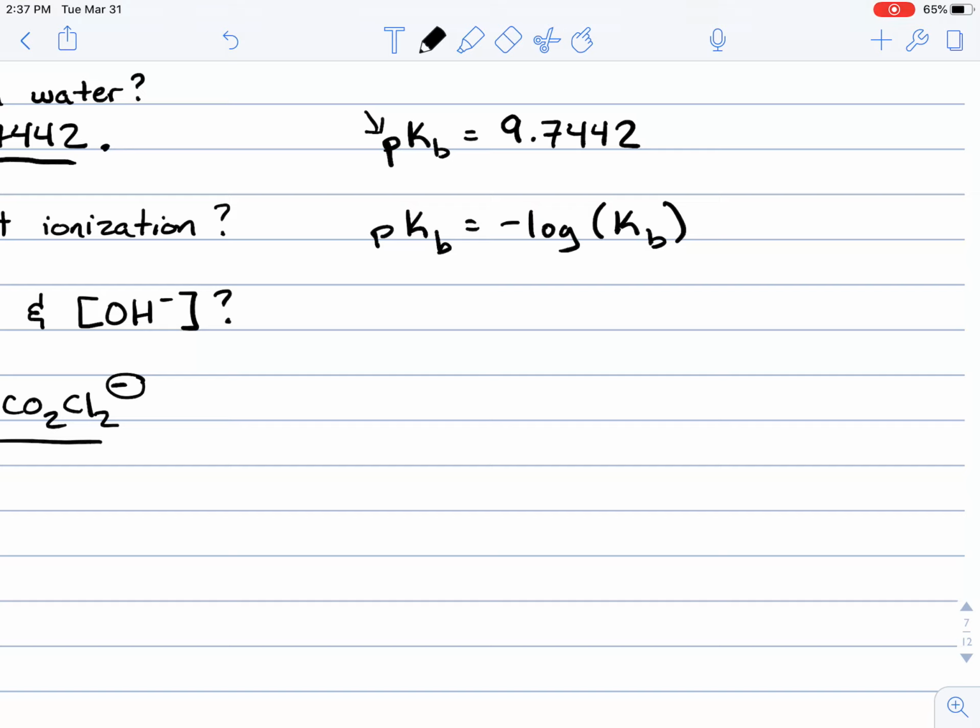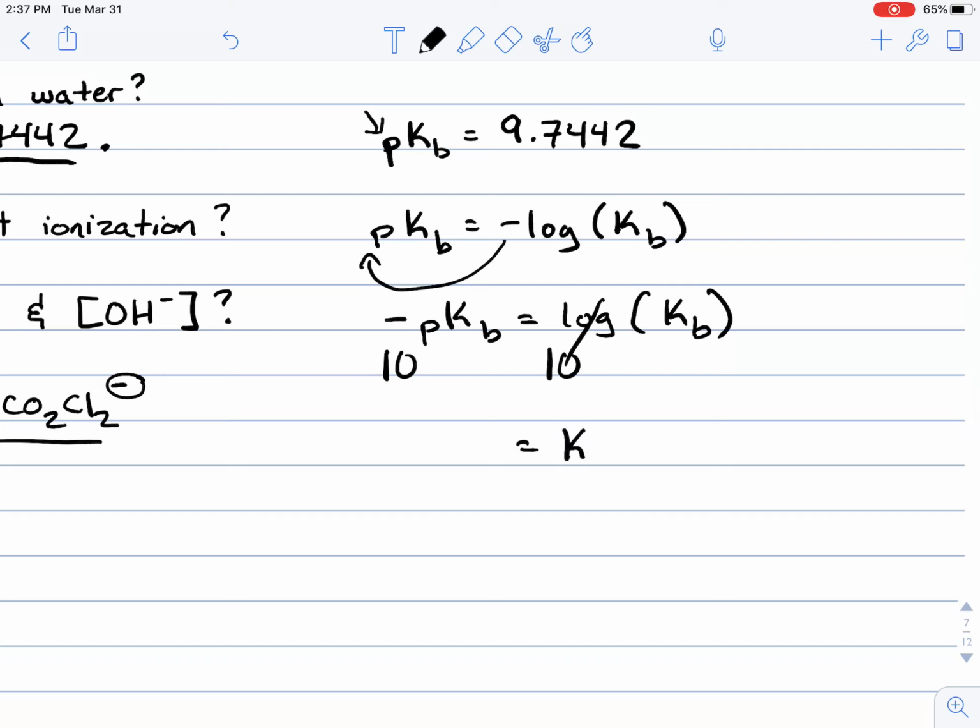If we solve for Kb, we're first going to move this negative to the other side. So here we have negative pKb is equal to the log of Kb. To get rid of the log, we're going to use the base 10 function to cancel it out. To determine the Kb, we're simply going to punch into our calculator second log to bring up the base 10 function, raised by negative pKb.